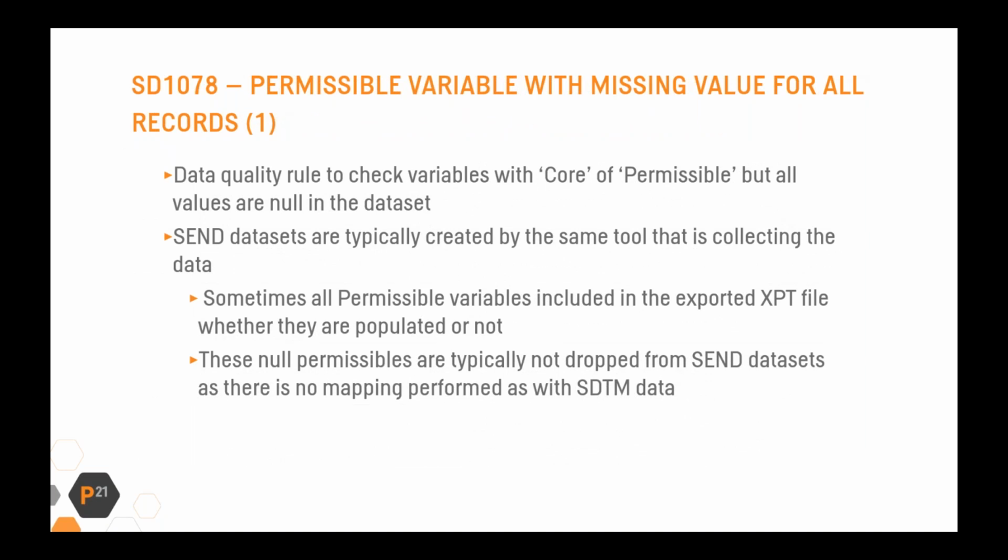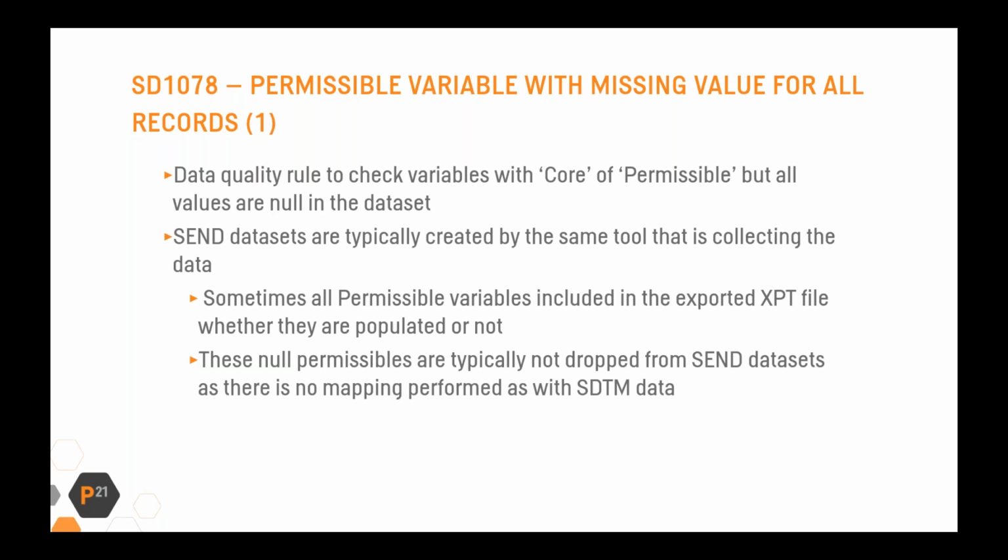SD1078, permissible variable with missing value for all records. This rule has been around for a long time. It's a data quality rule to check variables that are permissible, as indicated in the implementation guide. And it'll fire if all the values are null in the data set.